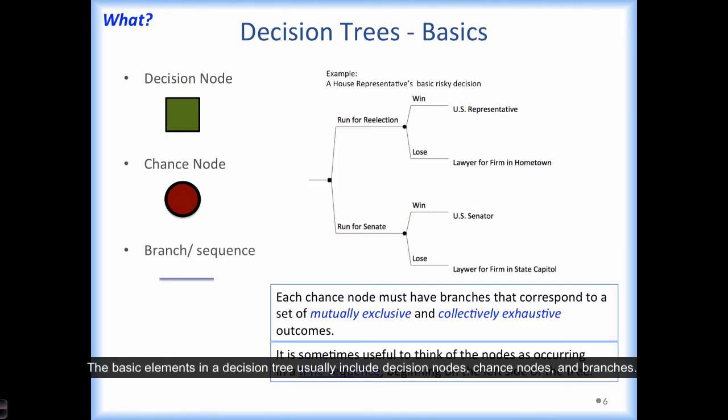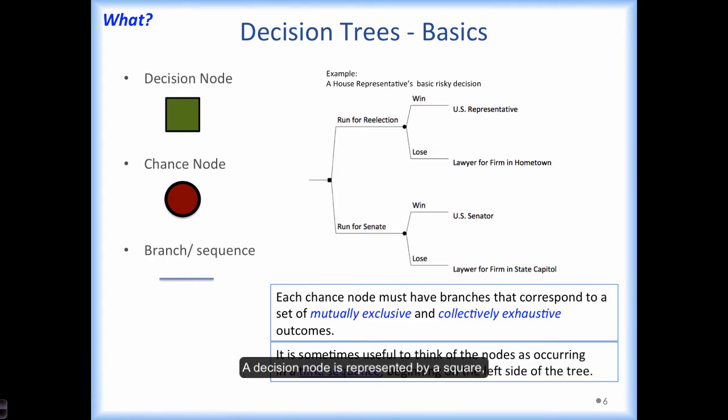The basic elements in a decision tree usually include decision nodes, chance nodes, and branches. A decision node is represented by a square, and a chance node is represented by a circle. Branches are represented by lines.